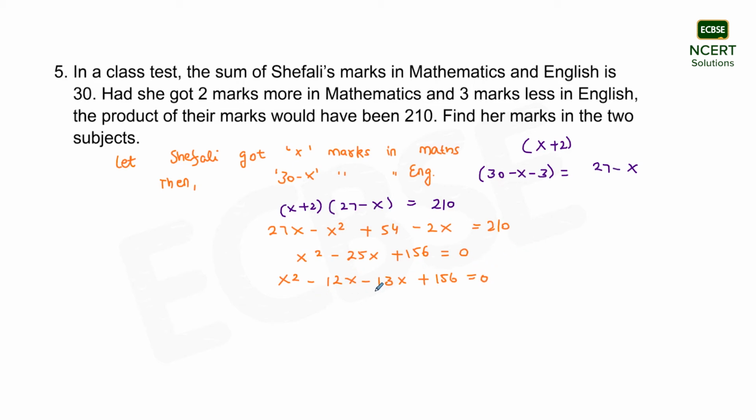Clearly, minus 12x and minus 13x sum to minus 25x and their product comes out to be 156x square. Now taking x common from the first 2 terms, we are left with x minus 12. And taking minus 13 common from the third and fourth terms, we get x minus 12, which will be equal to 0. Or we can write it as x minus 12 into x minus 13 is equal to 0. From here, 2 values of x have been obtained, that is 13 and 12.